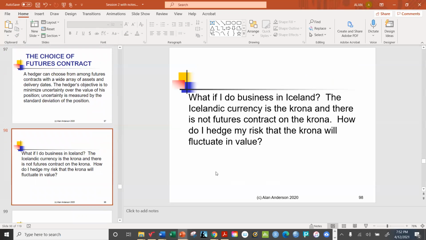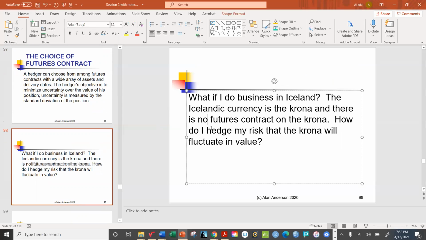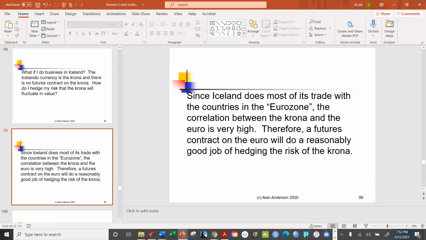So here's a good example. Suppose I do a lot of business in Iceland. Now, the Icelandic currency is called the krona, and there is no futures contract on the krona available. So what can I do to hedge my risk? Well, I can use a forward contract, or I can get clever and ask: are there any other futures contracts that might have a close connection with the Icelandic krona? So I look around and I realize, guess what? Iceland does most of its trade with the Eurozone. And therefore, the correlation between the value of the krona and the euro is very high.